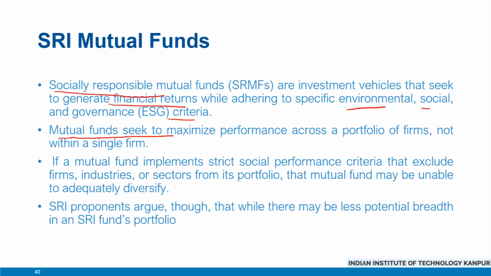Mutual funds seek to maximize performance across portfolio firms, not within a single firm. As with the firm level debate, the basic issue concerns whether the costs of social responsibility are offset or exceeded by financial returns over some period of time. However, mutual funds are also concerned with diversification. If a mutual fund implements strict social performance criteria that exclude firms, industries, and sectors from its portfolio, that mutual fund may be unable to adequately diversify. Without ample diversification, the fund will be exposed to additional risk for a given level of return, and so by definition will incur a loss in risk-adjusted financial returns.